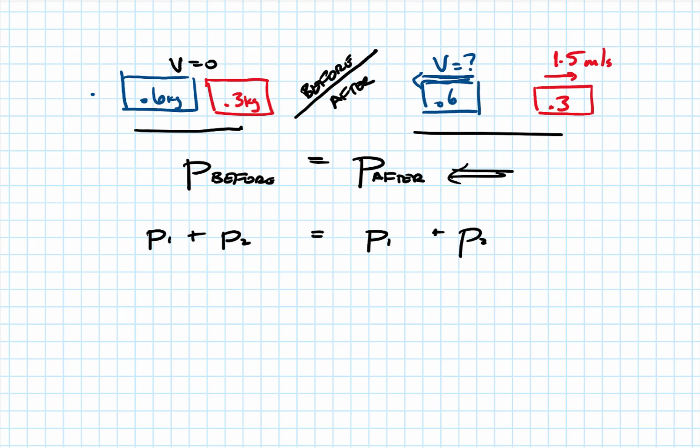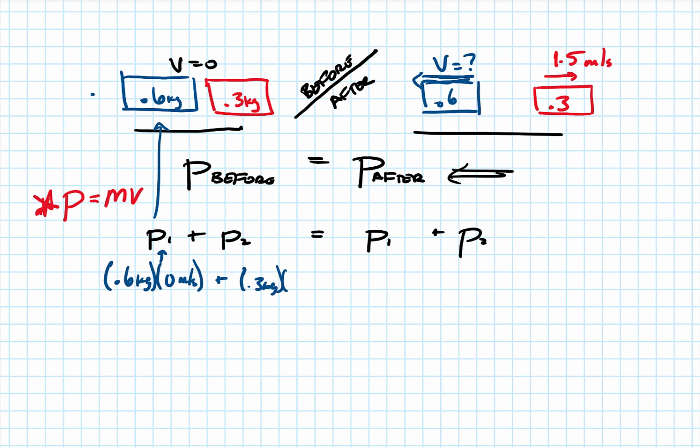Now, in order to calculate momentum, the other thing that we have to keep in mind is that any individual momentum is going to be m times v. So for what we have here, we have 0.6 kilograms times 0 meters per second. That's momentum 1. That's what we got from right up here. Plus 0.3 kilograms times 0 meters per second. That's what we have for object 2 beforehand. So that tells me that my momentum beforehand is 0 plus 0. So my initial momentum, my momentum beforehand, is 0 kilogram meters per second.